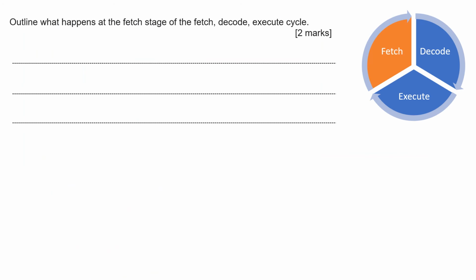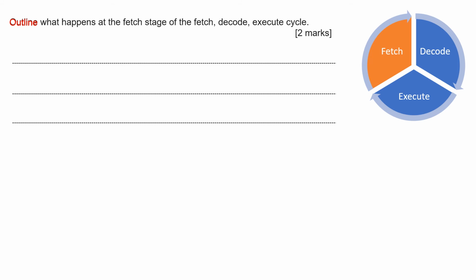So let's now have a look at how to answer a few exam questions. When we're looking at exam questions, it's important to read the question properly and understand what the key words are that help you to answer the question. And in this question, outline what happens at the fetch stage of the fetch, decode, execute cycle. The key word here is outline. The reason this is the key word is because it tells you what level of detail you need to go into. This isn't asking you to explain step by step each register and its purpose. It's a 2-mark question, so it's asking us to outline what the overview of the fetch part of this fetch, decode, execute cycle is.